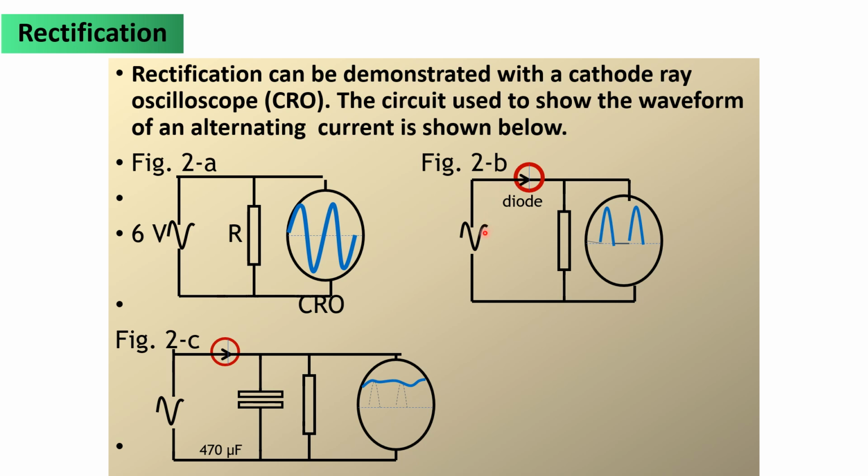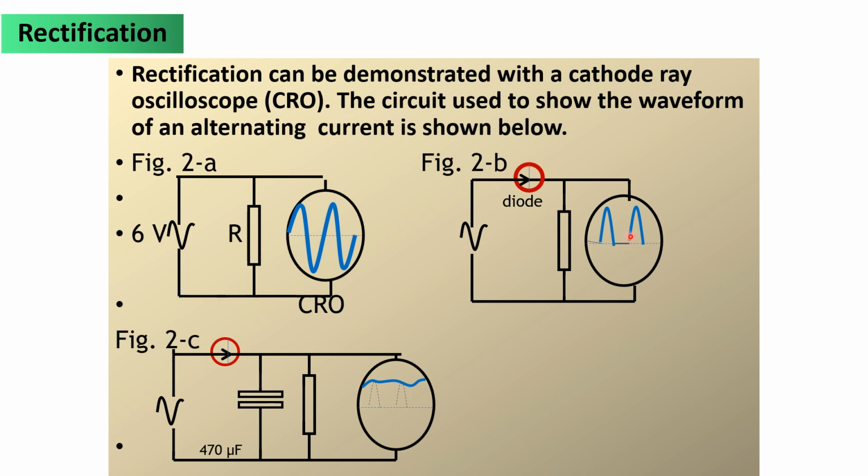In other words, at an instant when the current reverses in direction, for example, if this becomes negative, then we do not see the negative part of this wave somewhere here. It cannot be seen in the CRO because it has been cut. The current during that half cycle cannot be seen in the CRO because there was no current, in fact.